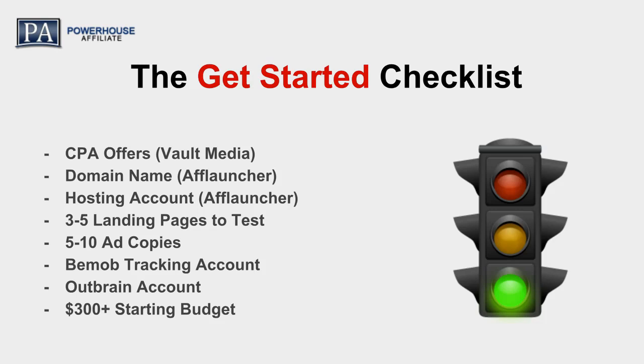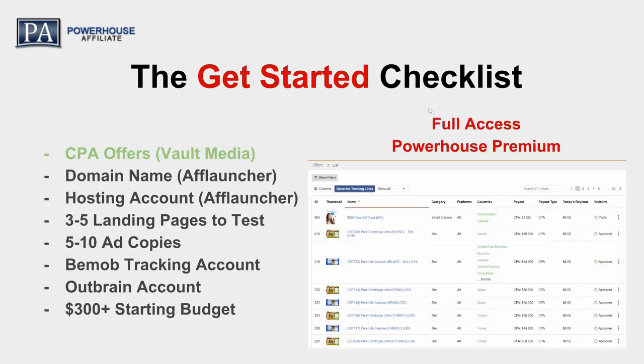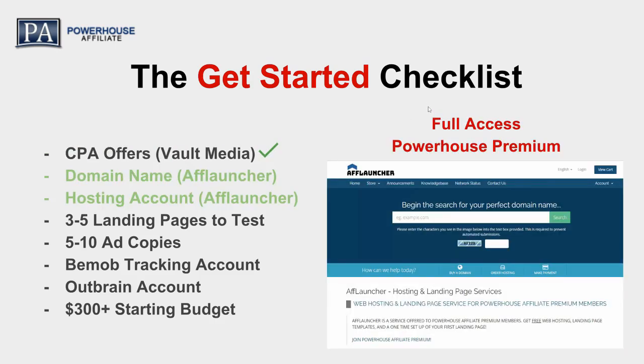Domain name, you can get that through App Launcher. There's no way around paying for a domain name, unless you want to get a subdomain on Wix.com or something, but I highly discourage you from doing that. I would focus on purchasing a .com. We sell them through App Launcher, and we also provide free hosting through App Launcher to our members. So you're paying for hosting one way or another. You may as well jump in Powerhouse and get it for free, included in your membership.